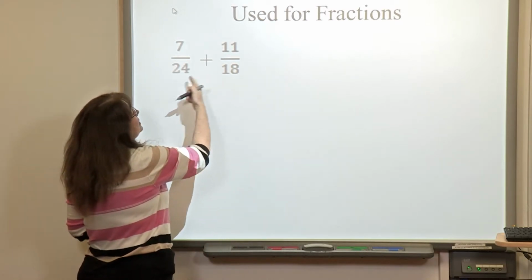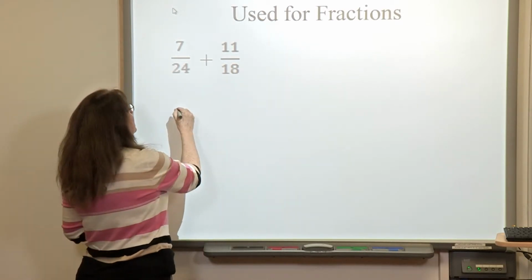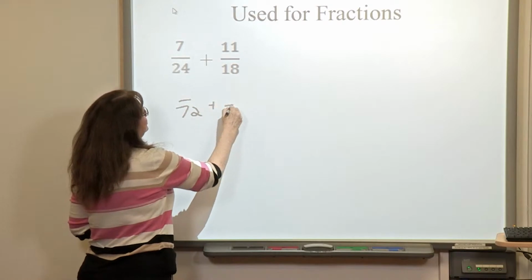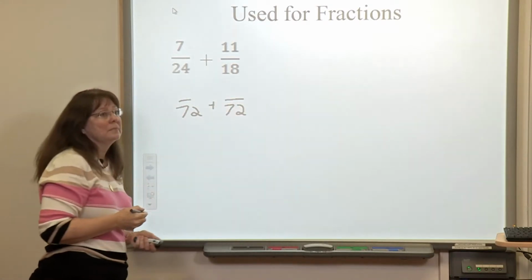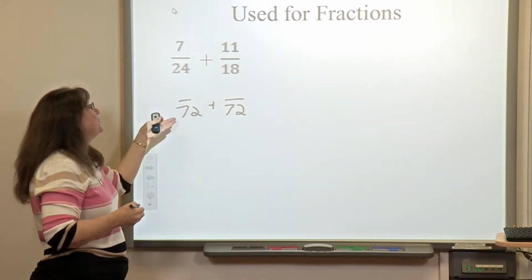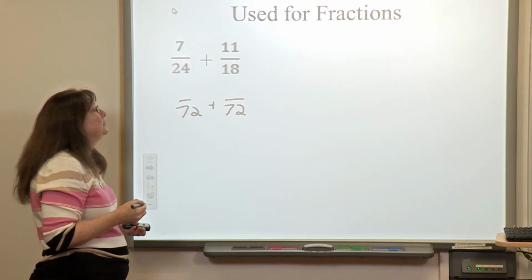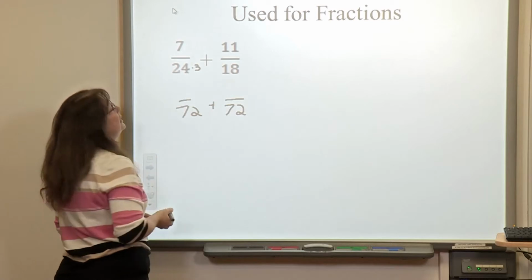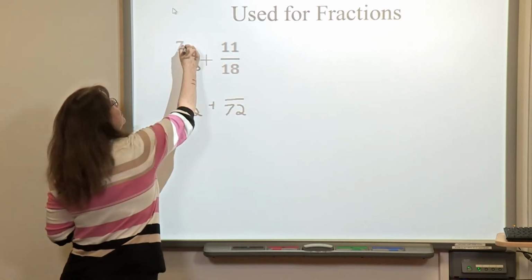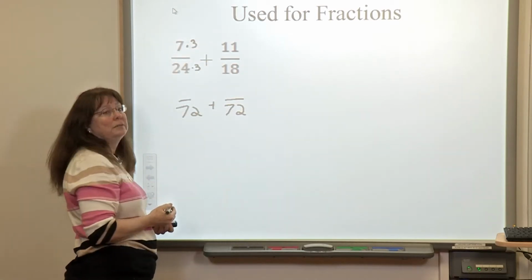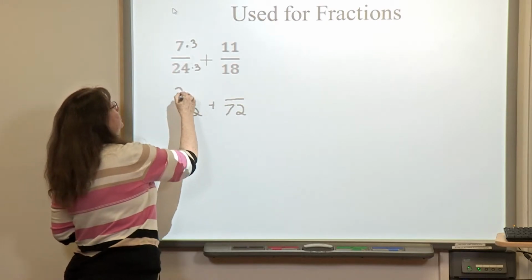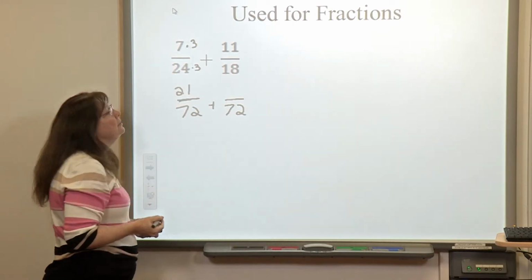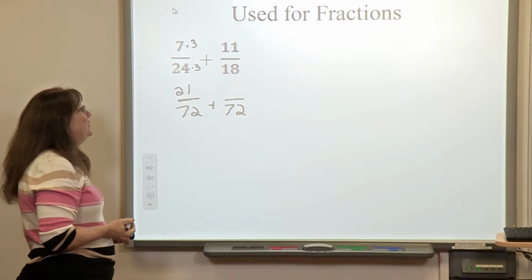So I can rewrite these by using that least common multiple. We said 24 was a factor of 72. So 24 times 3 is going to give me 72. And I'll also need to multiply 7 times 3. Whatever you do to the top, do to the bottom. So our equivalent fraction is 21 over 72.